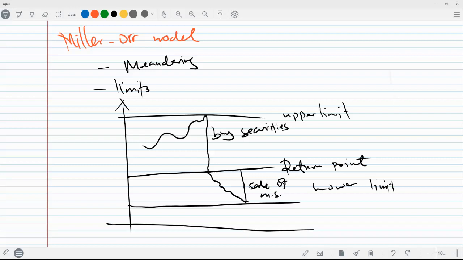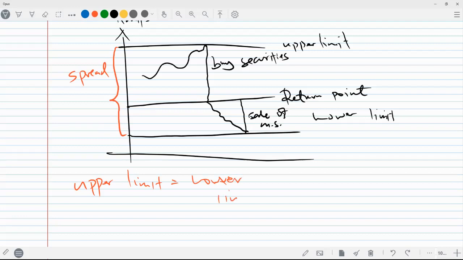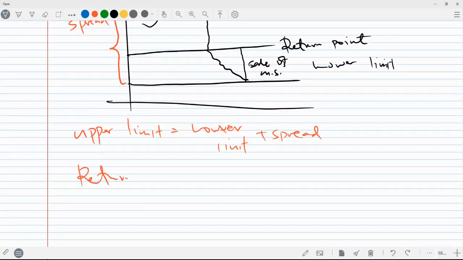The question is, how do you establish these limits? How do you know the upper limit, the return point, the lower limit? The lower limit is for you as management to set: the minimum cash balance you want to have at a point in time. The difference between the upper limit and the lower limit is what we call the spread. What this implies is that the upper limit is equal to the lower limit, which the manager sets, plus the spread. The return point, which is more or less the optimal cash balance, is equal to the lower limit plus the spread.